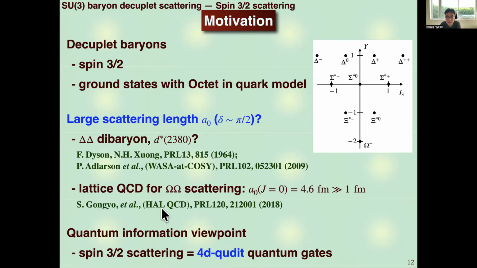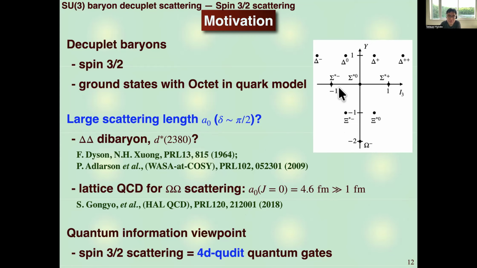And the HAL QCD collaboration calculated the potential of this omega-omega system, which gives us a scattering length of about 5 femtometer, as large as the deuteron case in the 2-nucleon scattering. And in fact, there is a shallow bound state of about a few MeV in the omega-omega system. Therefore, this system looks very similar to the two-nucleon system in the deuteron channel. And therefore, this nature may also be related to the non-relativistic conformal symmetry induced by the entanglement suppression. So this is the hadron physics motivation to study the scattering of decuplet baryons.